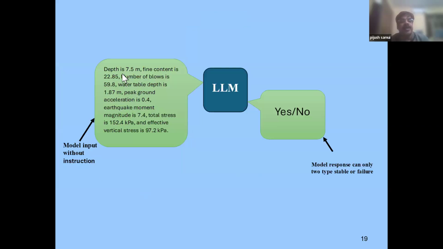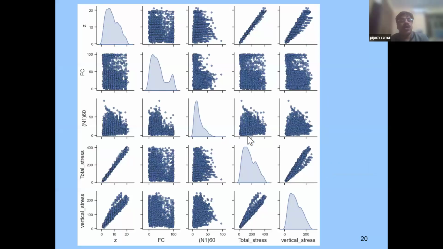It will take the input as human-like text. So depth is 7.5 meter, fine content is 12.85, number of blows is 59.8, water table depth is 1.8 meter, peak ground acceleration is 0.4, earthquake magnitude is 7.4, total stress is 152.4 kPa, and effective vertical stress is 97.2 kPa. This is all the input the LLM will be given, and the model will output whether it will be yes or no.